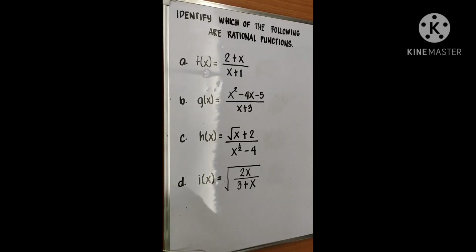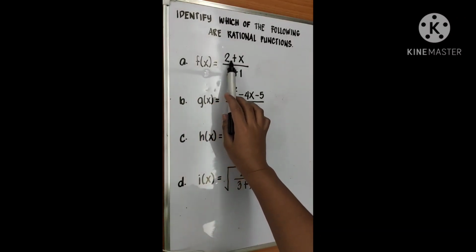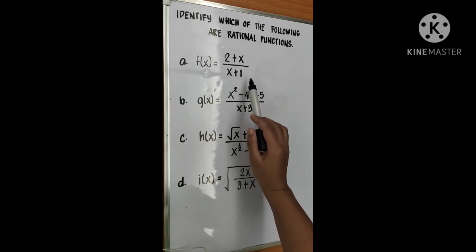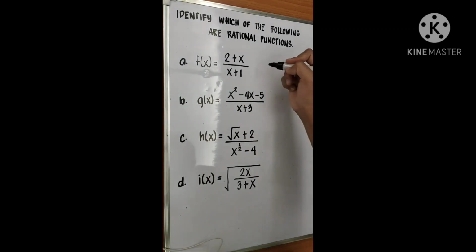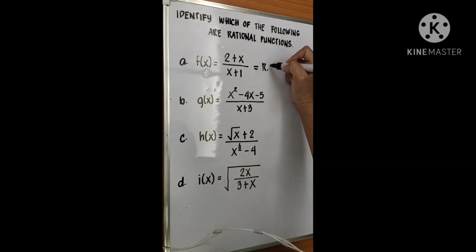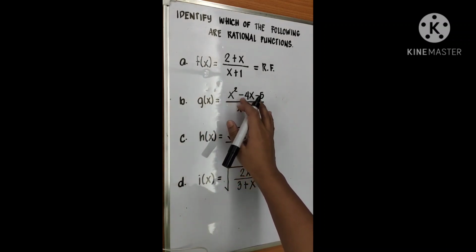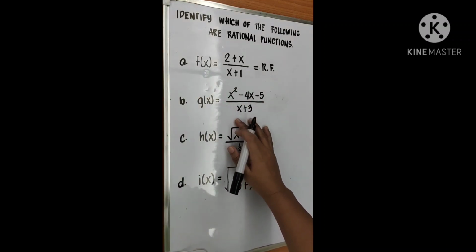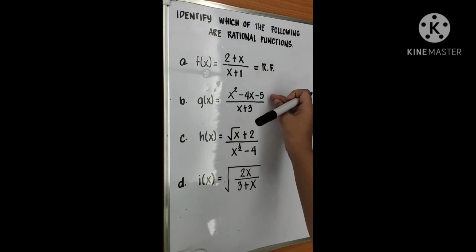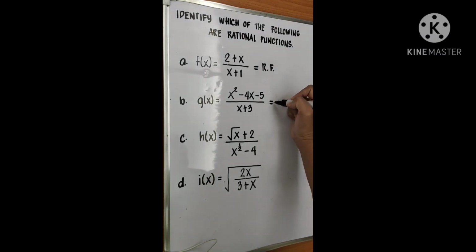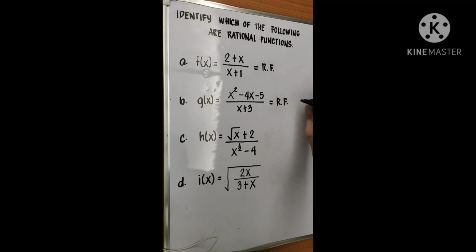Now let's identify which of the following functions can be considered rational functions. Let's examine letter A. f(x) = (2 + x)/(x + 1). Both numerator and denominator can be considered polynomials, particularly linear. Therefore, this can be considered a rational function. For letter B, we have g(x) = (x² - 4x - 5)/(x + 3). The numerator is a quadratic and the denominator is linear. Both are polynomials, and therefore this is also a rational function.